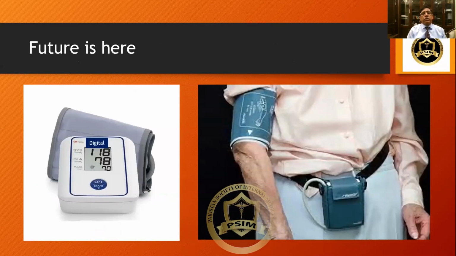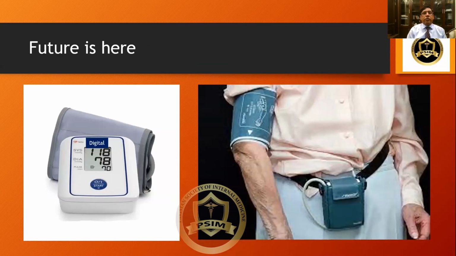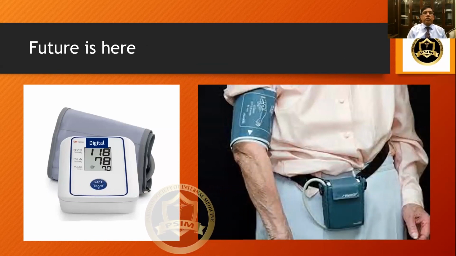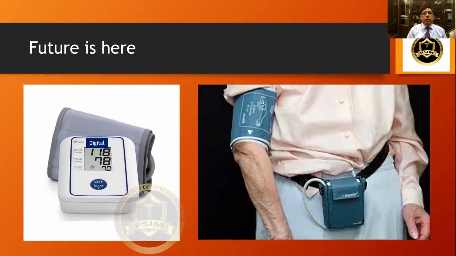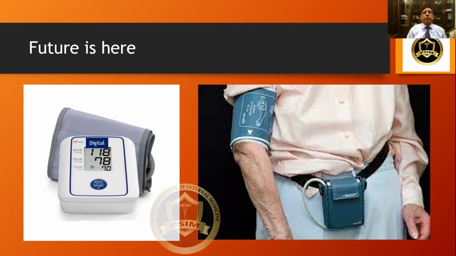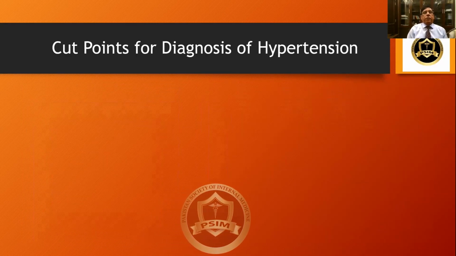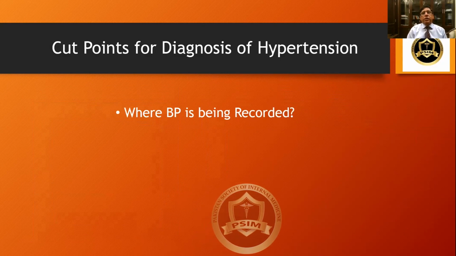We have to start recording blood pressure with the digital blood pressure apparatus, which takes away the need for an observer to be present, which takes away the auscultation to be done, and which is more accurate. Most of the apparatuses available are validated. And in some cases, we might have to go on to further refinement of diagnosis by checking ambulatory blood pressure monitoring. So cut points for diagnosis of hypertension depend upon where the blood pressure is being recorded.